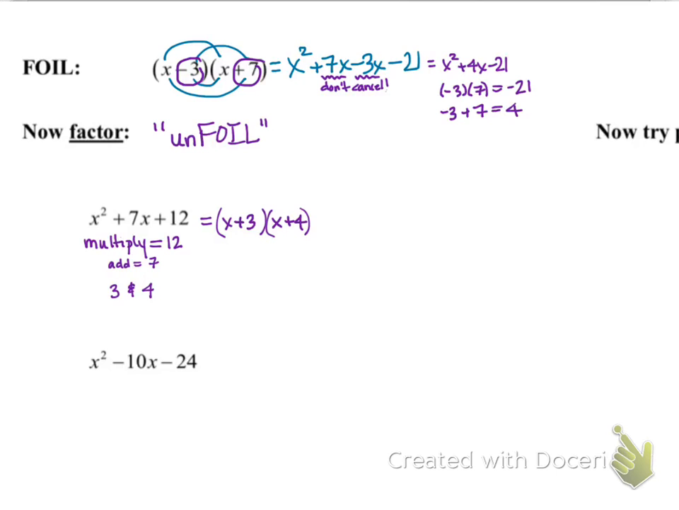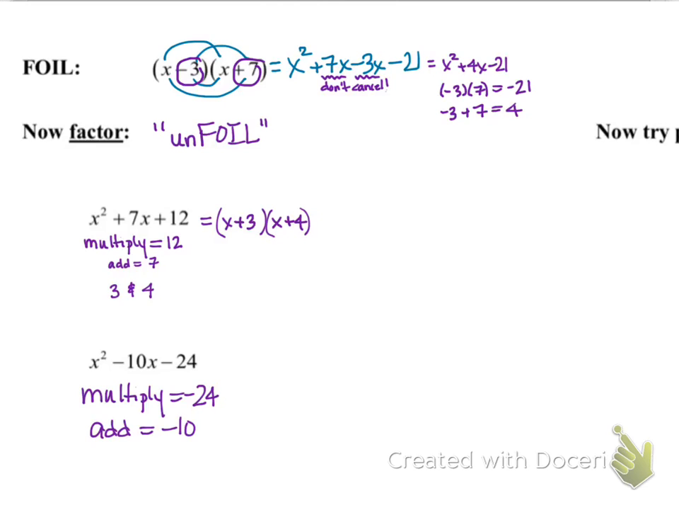In the next one, notice that I'm looking for two numbers that when I multiply them, I get the L, which is negative 24. And when I add them, I get the combined OI, which is negative 10. So I'm looking for two numbers that when I multiply them, I get negative 24, but when I add them, I get negative 10.